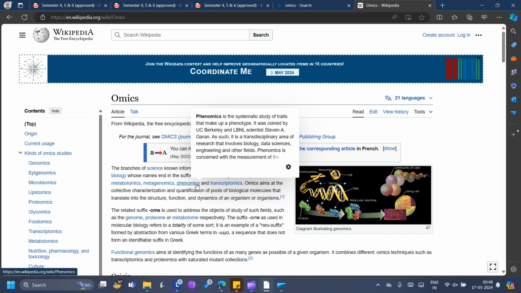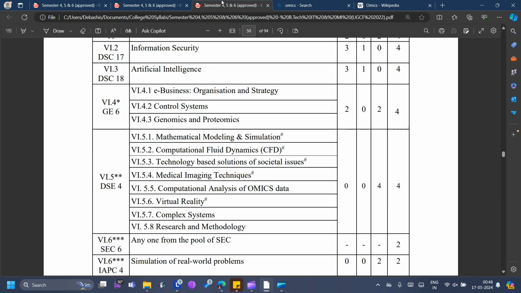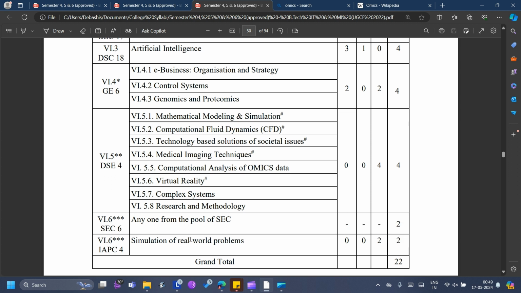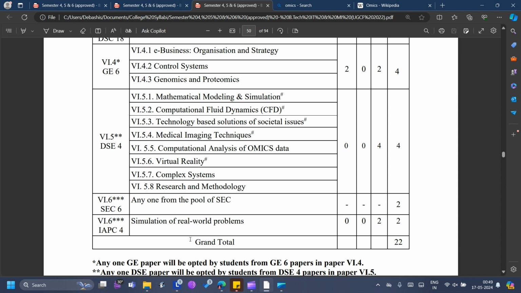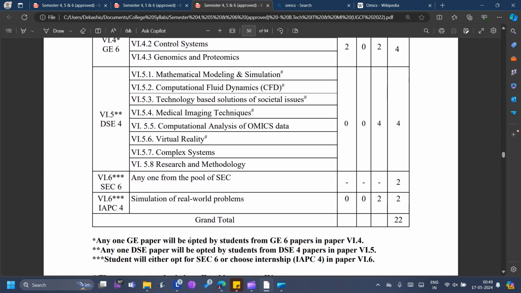Then we have phenomics. Now we know about genotype and phenotype, right? Genotype is what happens at the genetic level. Phenotype is what is expressed as a result of what happens at the genomic level. So phenomics is a study of that, basically, phenotypes. And what is transcription, translation? These are all about DNA and RNA. So add computational elements to that. This is what we get. All interdisciplinary subjects which we have here. And then we have virtual reality, we have complex systems, and we have research and methodology. 8 options, you can choose one of them. And either you go for SEC or you go for an IAPC.